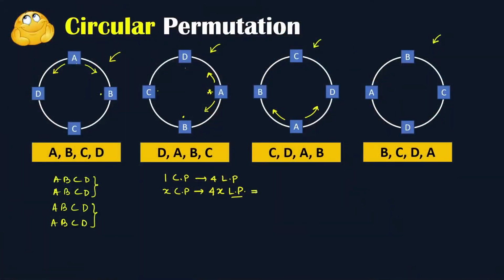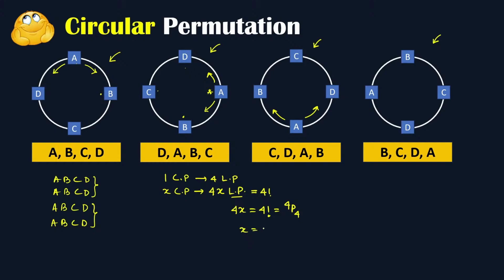Now if I give you 4 people, what is the total linear permutation among these 4 people? It is nothing but factorial 4. So can we say that 4X is the total linear permutation of these 4 people, which equals factorial 4? Because factorial 4 is the total linear permutation among the 4 people. Therefore, you can write it in this way also. It can be written as 4P4 also.